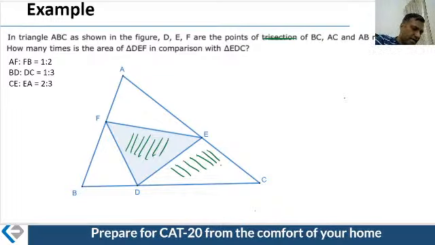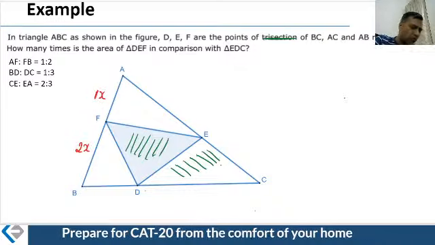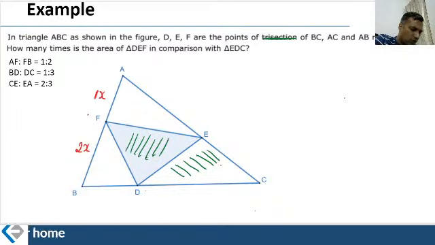Listen to me carefully. AF and FB are in the ratio 1:2. Let me write 1 here, let me write 2 here. If you want to write 1x, you can write 2x. There is absolutely no problem, but 1 and 2 are good enough for me.